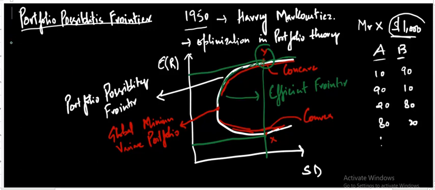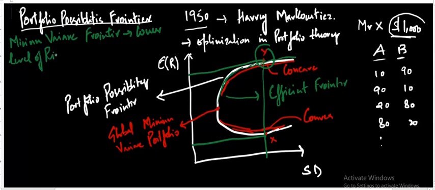Now let me write it here. Minimum variance frontier. Now the minimum variance frontier is this whole graph. It gives us a lower level of risk for a given level of return.